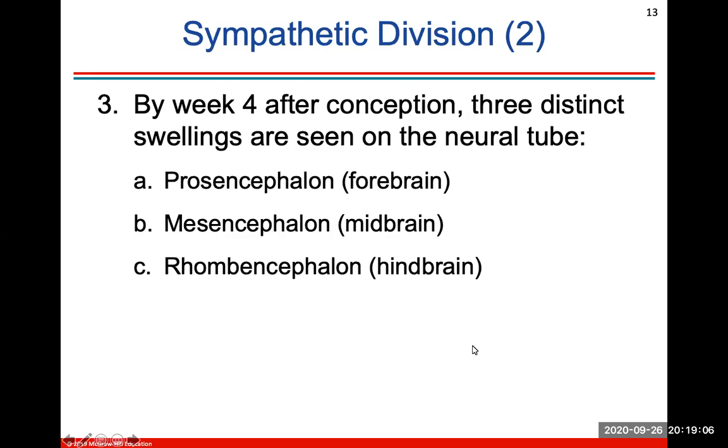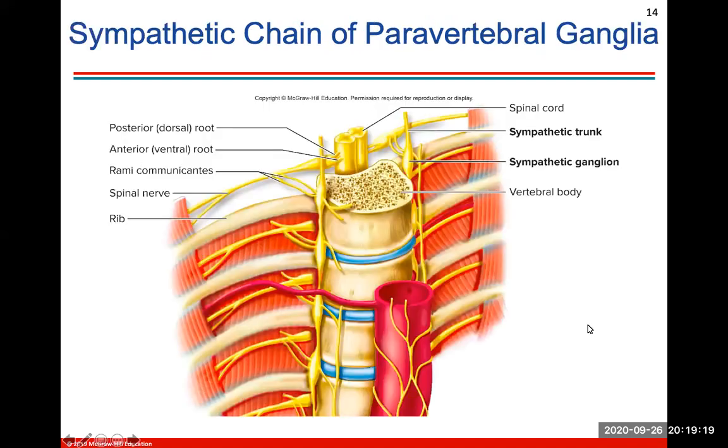By week 4 after conception, there are 3 distinct swellings, and they're seen on the neural tube. And these swellings will eventually become the forebrain, the midbrain, and the hindbrain. So this is a look at the sympathetic trunk and the sympathetic ganglion, and this is just where the preganglionic neurons will synapse. And you can see here how they will synapse off of branches that are coming off of the spinal cord.